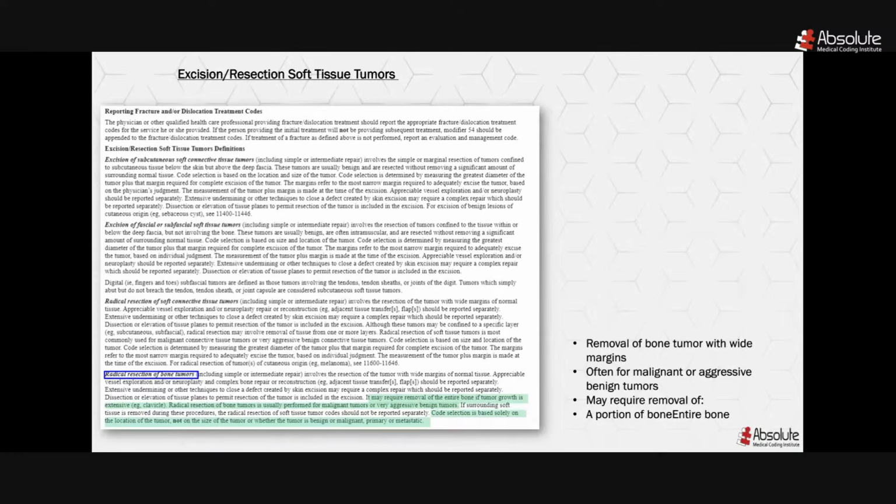And here, a really important bundling rule is that if the surgeon removes surrounding soft tissue during a radical bone resection, you do not code for the soft tissue tumor resection separately. It is already included. All right. Okay, so let's move on.